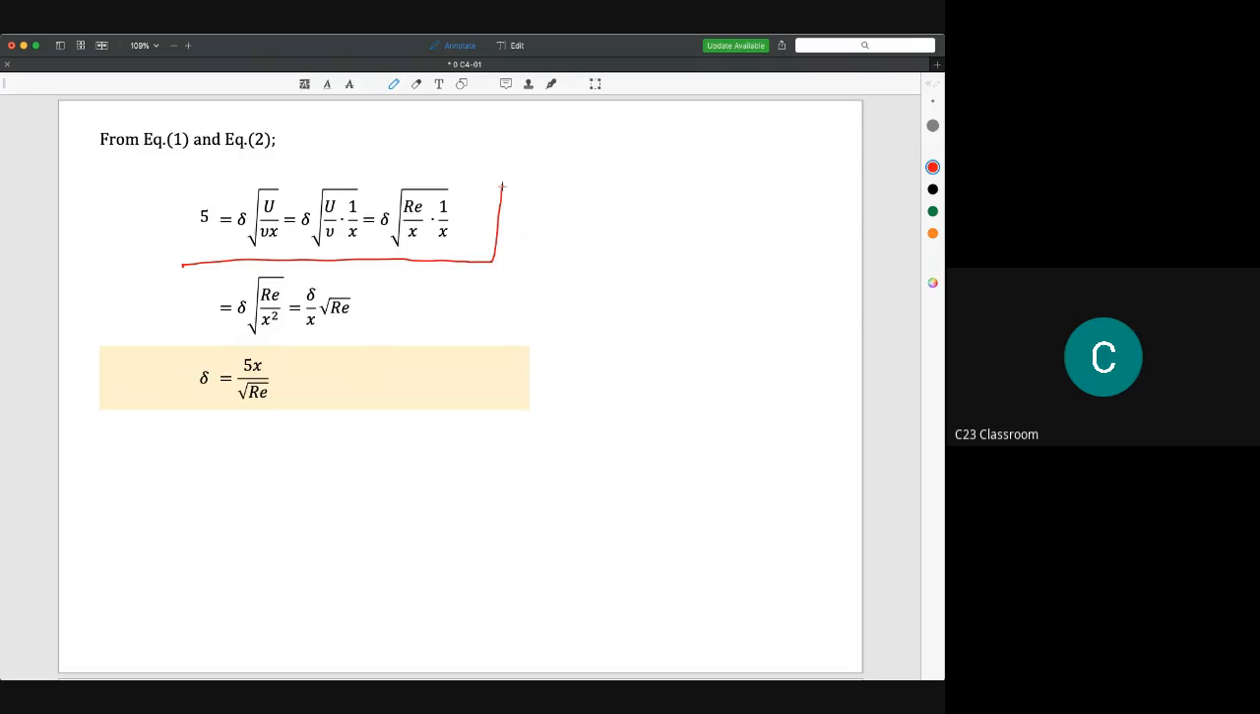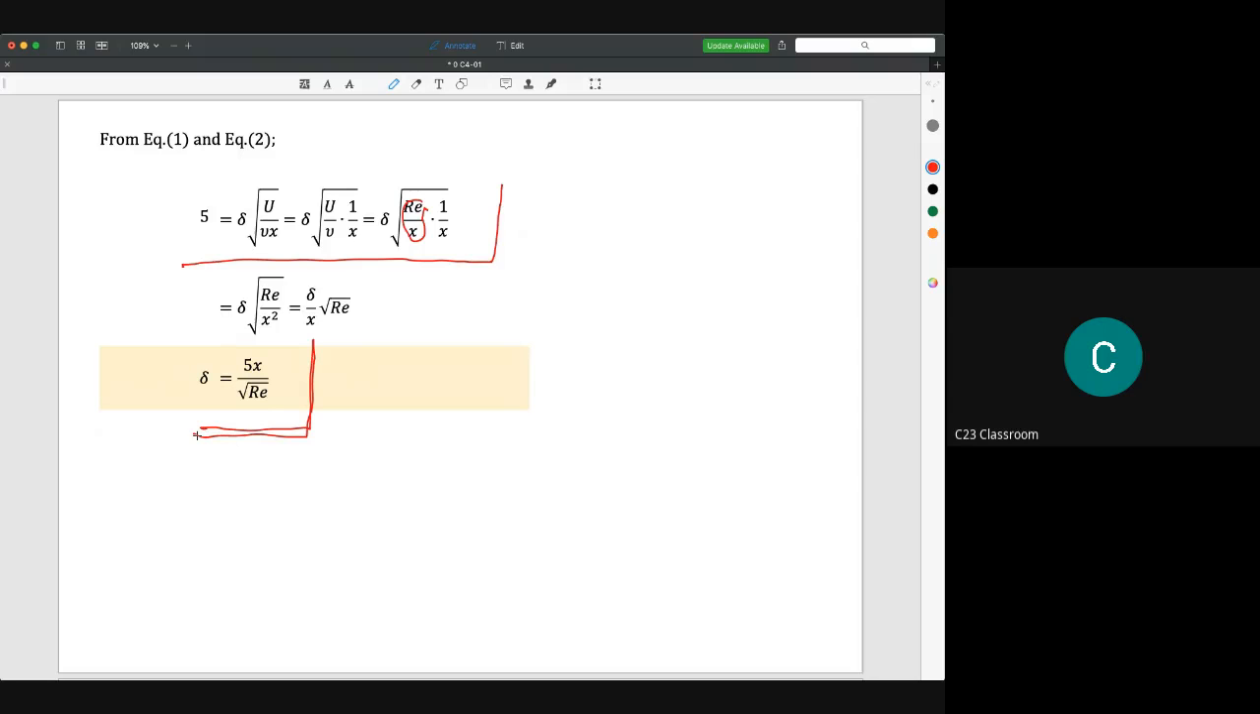And then we replace u over nu as Reynolds over x, and then we have Reynolds over x times 1 over x here, and then we could rearrange everything. We could get delta is actually 5x over square root of Reynolds.